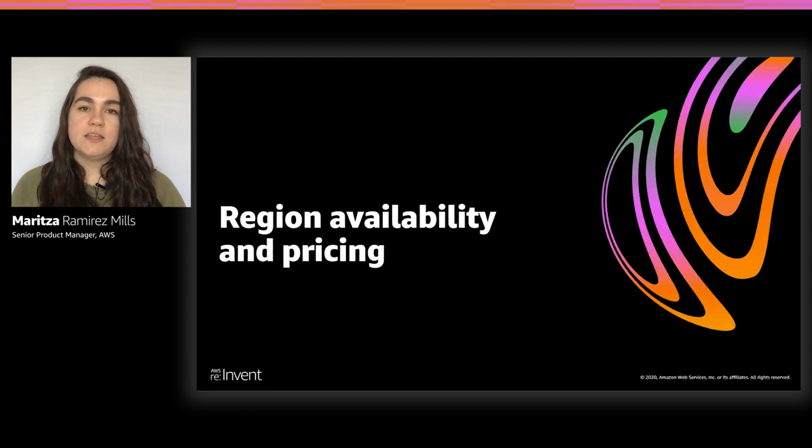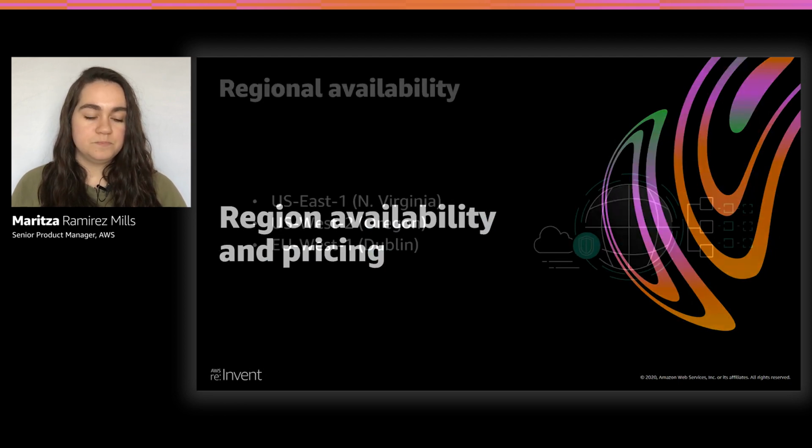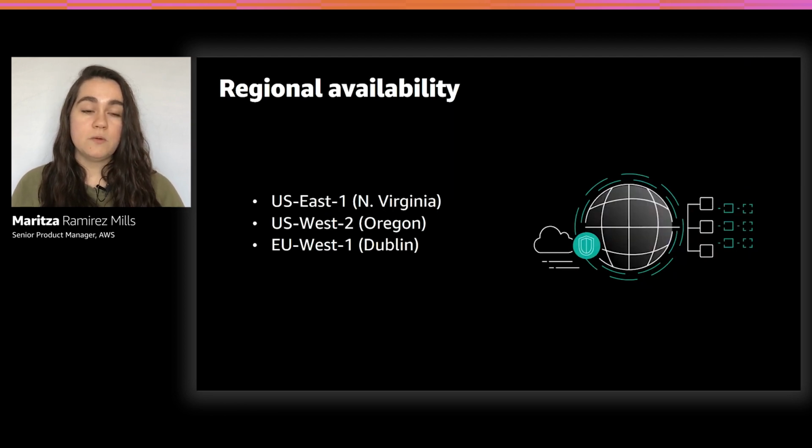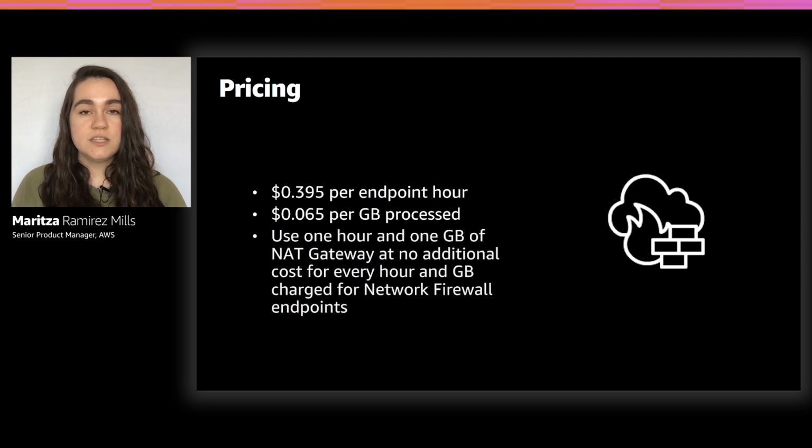So now let's take a look at the regional availability and pricing. Currently, Network Firewall is available in US East 1, US West 2, and EU West 1, with more regions coming very soon. Additionally, the pricing is done per firewall deployment hour and per gigabyte processed. There are no upfront charges, and you only pay for what you use.